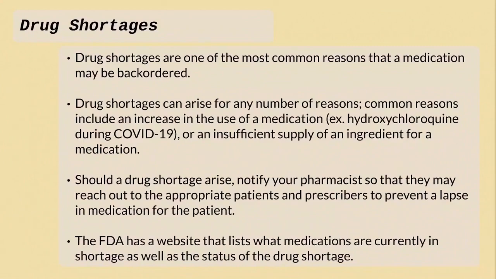So now looking at drug shortages. Drug shortages are one of the most common reasons that a medication may be backordered. Drug shortages can arise for any number of reasons. Common reasons include an increase in the use of a medication, so we saw this with hydroxychloroquine during COVID-19, or an insufficient supply of an ingredient for a medication. Should a drug shortage arise, notify your pharmacist so that they may reach out to the appropriate patients and prescribers to prevent a lapse in medication for the patient. The FDA also has a website that lists what medications are currently in shortage, as well as the status of the drug shortage.